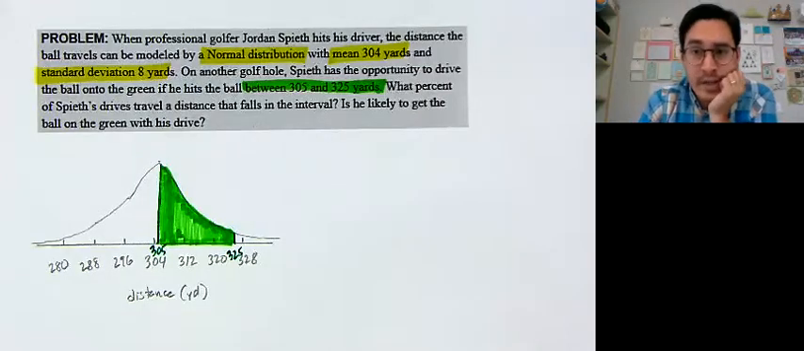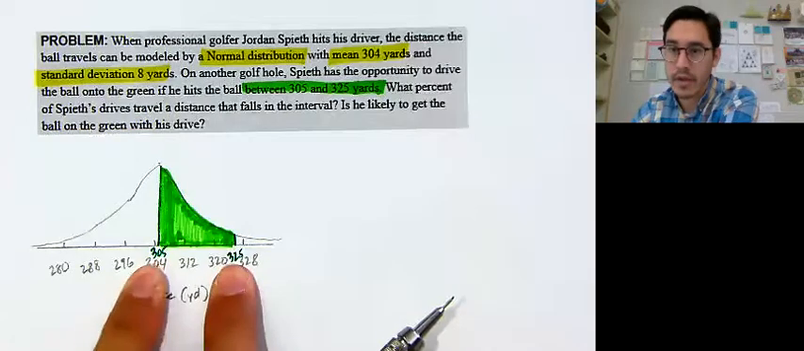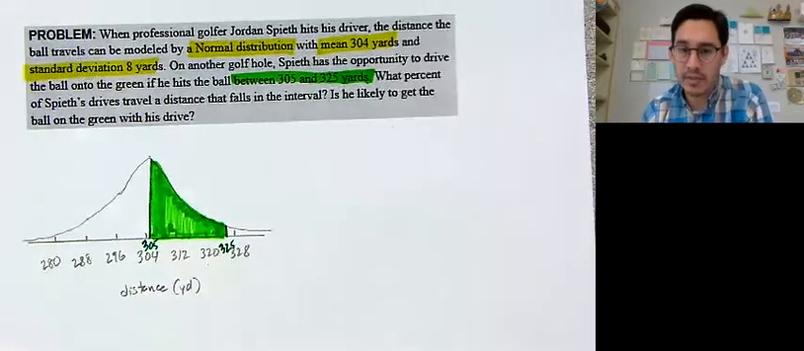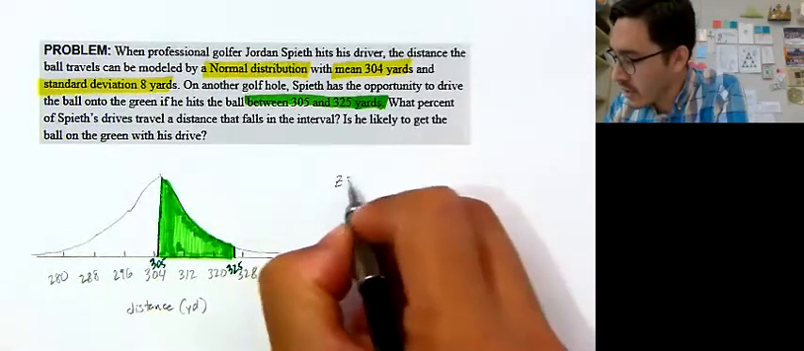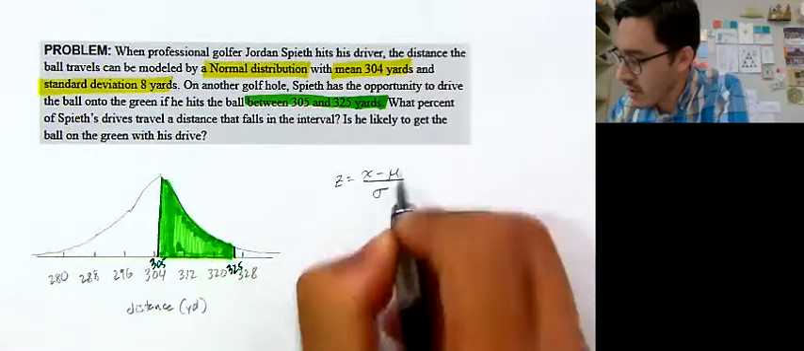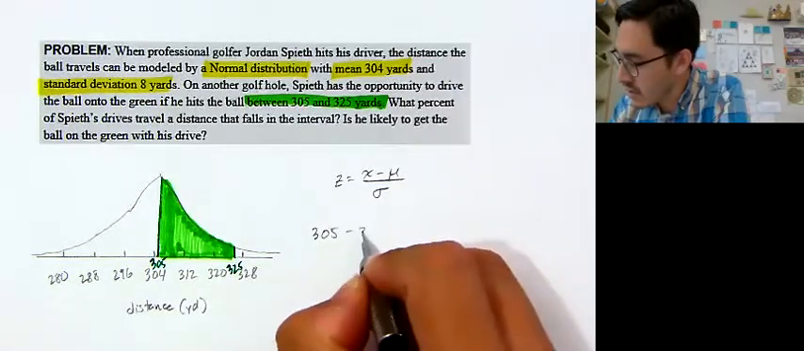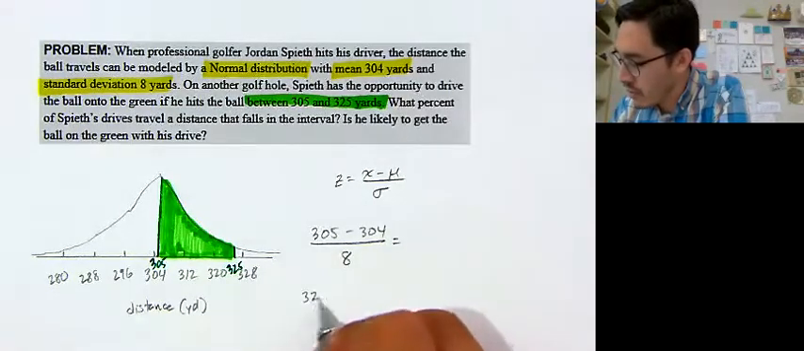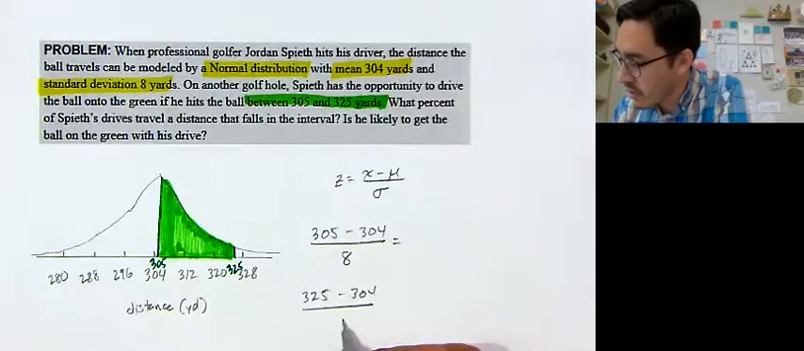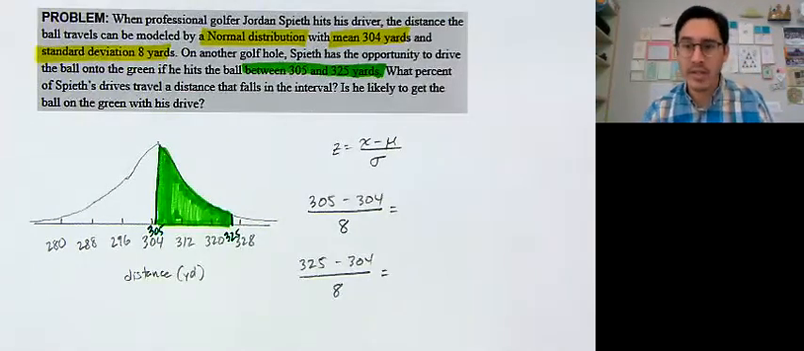So our general strategy has been to take a data value and convert it to a z-score. But in this case, we have two data values, 305 and 325 yards, so we're going to have to convert both of those into z-scores. Let me write the formula: data value minus the mean over the standard deviation. So we'll do 305 minus 304 divided by 8, and then we'll also do 325 minus 304 divided by 8. We're converting both of those distances in yards into z-scores.